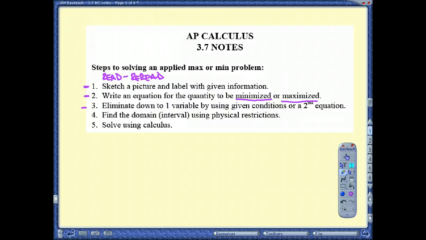So they might mention surface area and volume. You're going to have to pay attention to which one's going to be minimized or maximized. Is it volume or is it surface area? You're going to find the domain interval using those physical restrictions. And remember that we are in open intervals, so probably going to have our parentheses. And then, as always, we are going to solve using calculus.